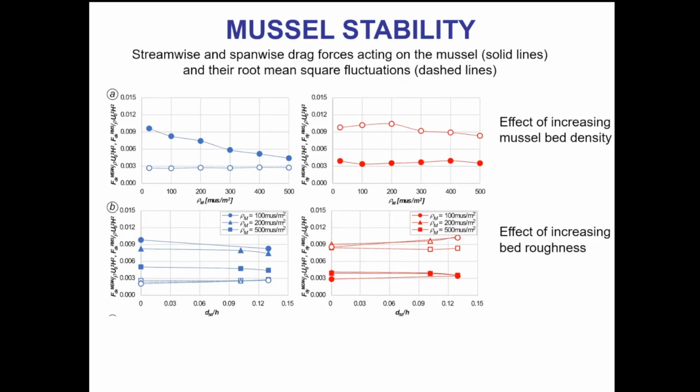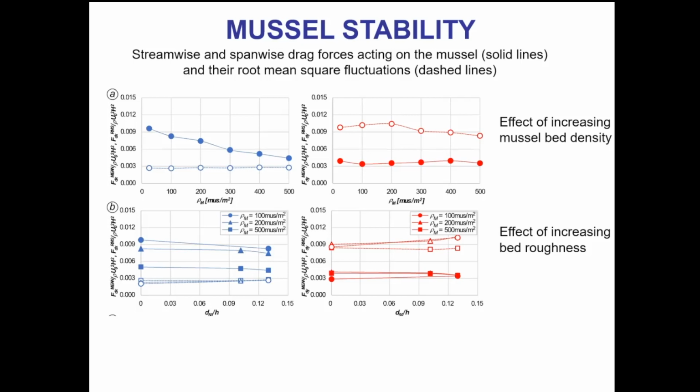Another important parameter is the fluctuations of the drag force, because a mussel can be dislocated even if the mean force is maybe not very high, but the fluctuations are very high. So we are looking at the variation of the mean drag force with increasing mussel bed density, and of the RMS fluctuations, or the root mean square fluctuations.